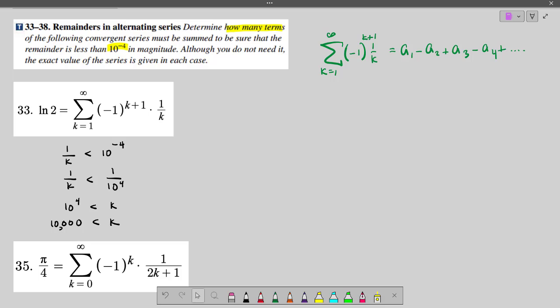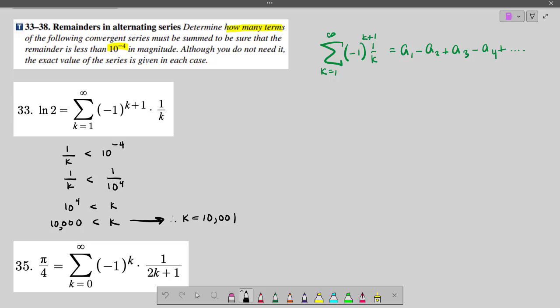We want the first one. We want the least number of terms that we can add together and have a remainder under 10 to the -4. So what is the first k value that we would use down here? 10,001. So this tells us that we're going to choose k equal to 10,001. So we want to add everything in front of this.